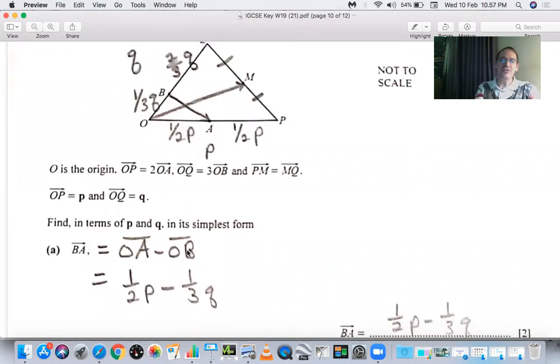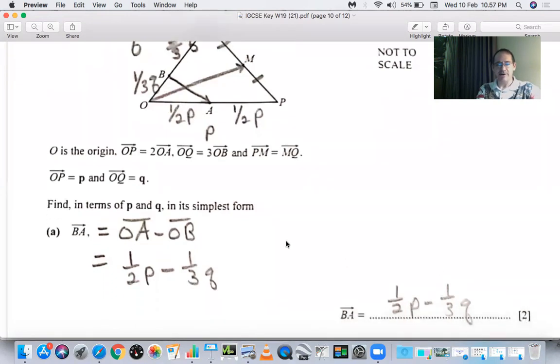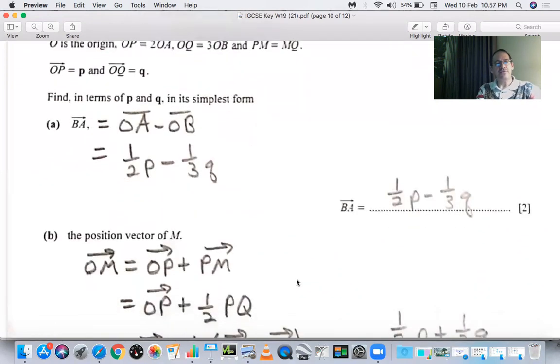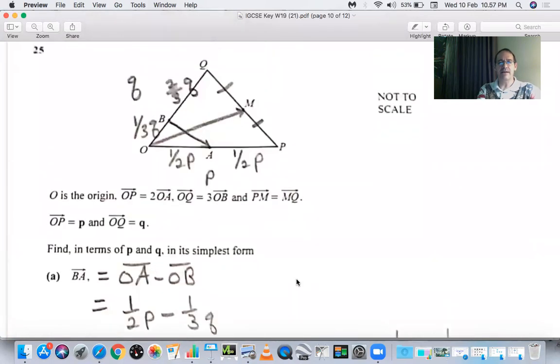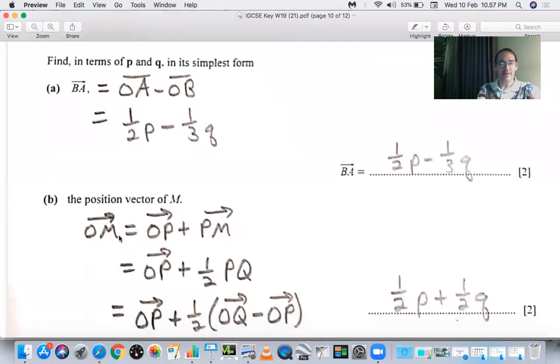It's a little easier if you start off with a formula using the big letters so you can see where you're going, then fill in your P and Q parts to get your answer. Now down here, find the position vector of M. Position vector means from the origin. So from the origin to M, we're going to want to go from O to P and P to M. So notice OM equals OP plus PM.